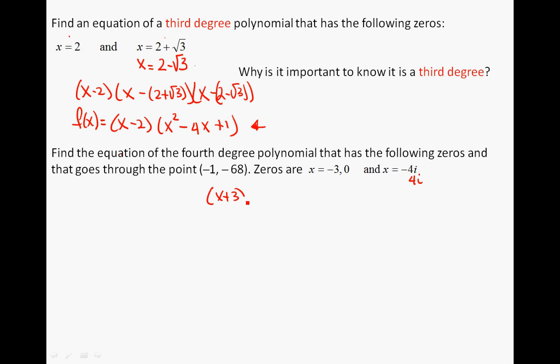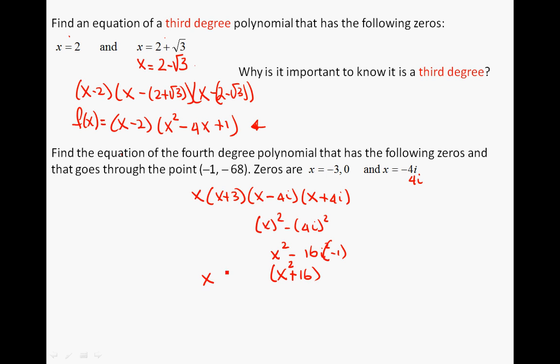So it's x plus 3. The 0 is just going to be an x here, and then that's x minus 4i, and then we get x plus 4i. Well, I can't leave those, so you got to multiply these out, and this is an easier form of it. So this is just going to be x squared minus 4i squared, which would be x squared minus 16i squared. And i squared is worth how much again? i squared is worth a negative 1, so this becomes actually x squared plus 16. So right now, this is my first sort of guess at what the polynomial is going to look like.